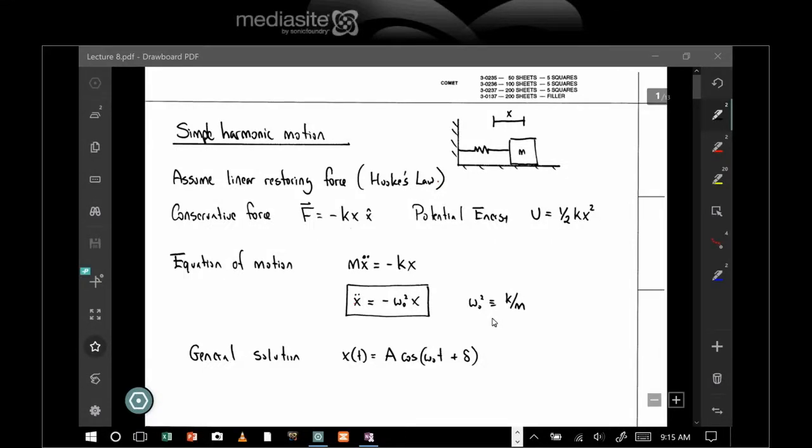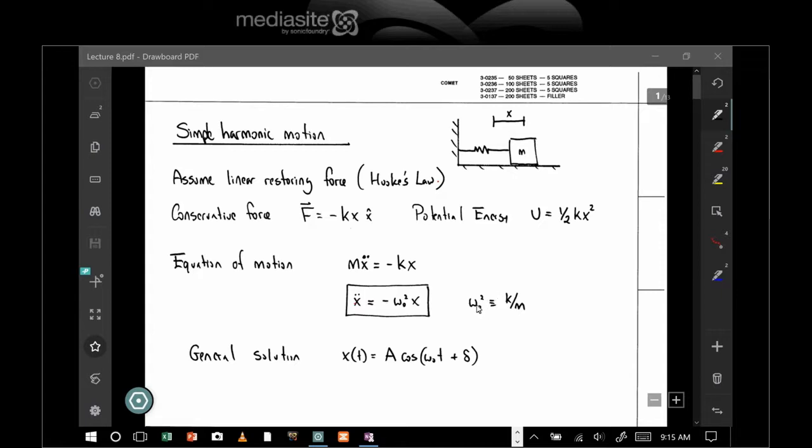I'd like to give an introduction to simple harmonic motion. Okay, so we've already talked about simple harmonic motion, but I'd like to review it again and talk about it in a little more detail, using the concept of mechanical energy.